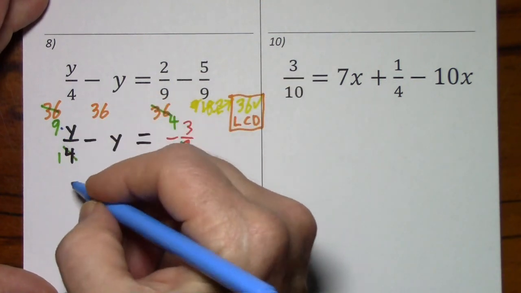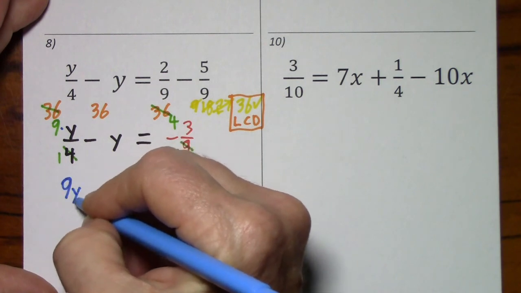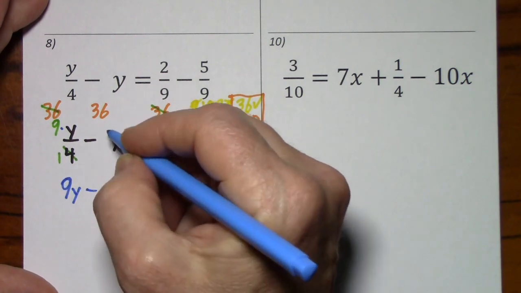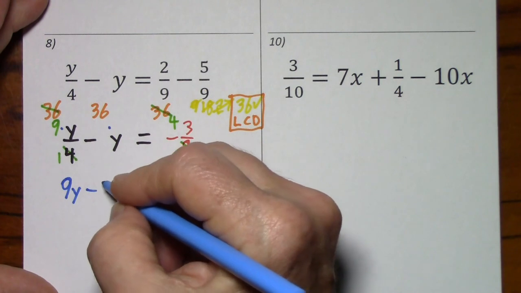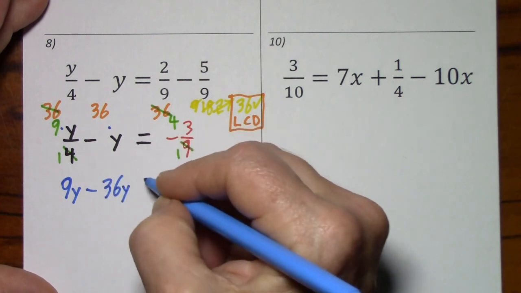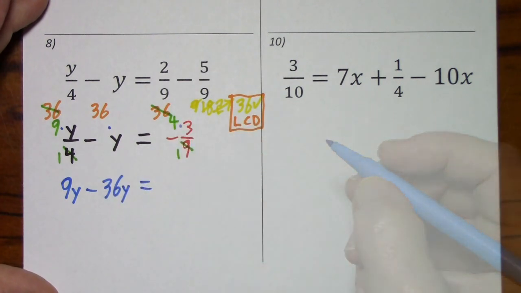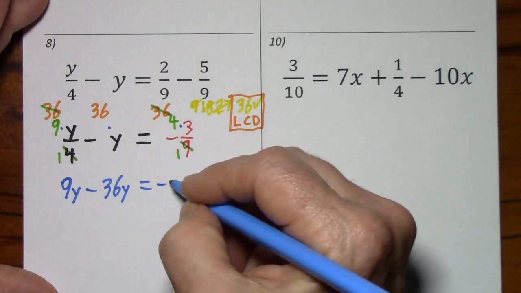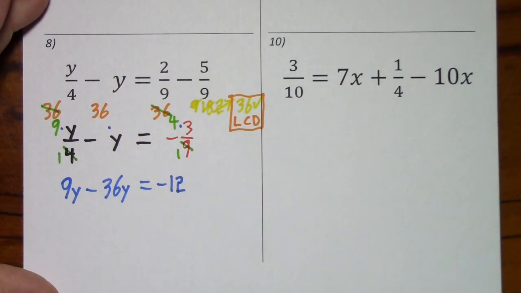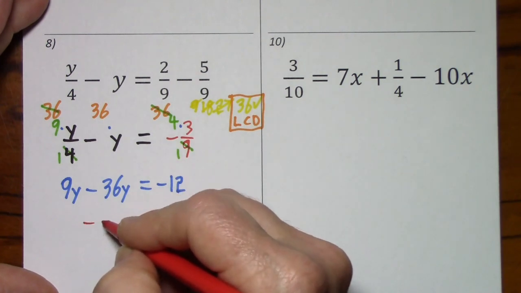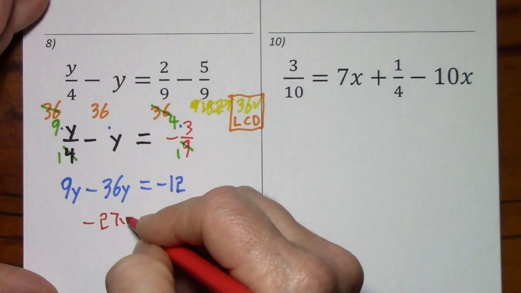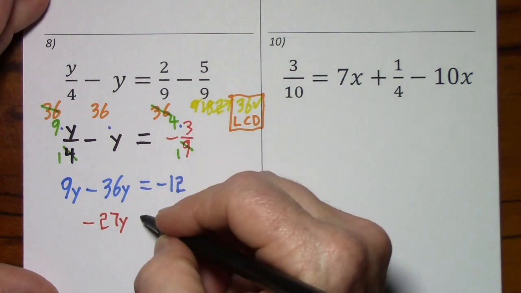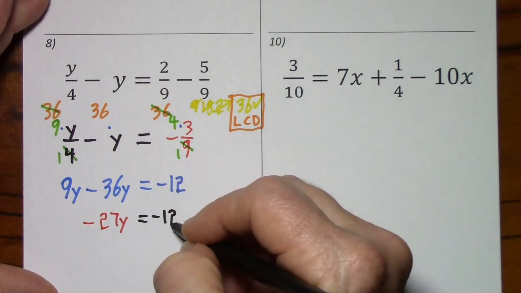So we have 9 times y. Bring down your sign. 36 times y. Bring down your equals. 4 times negative 3 is negative 12. We can combine these two. They're on the same side of the equal. It gives us a negative 27y. Bring down the equals in the negative 12.